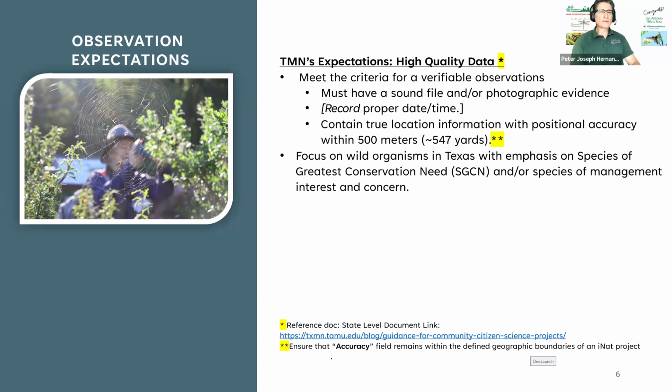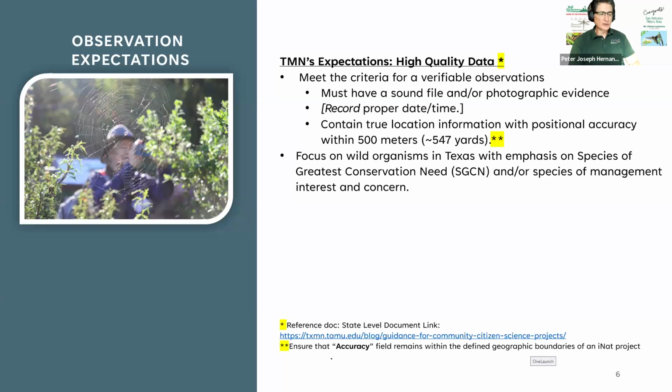So meeting the criteria of verifiable observations is number one. It's kind of a general, broad statement. What are verifiable observations? You may be saying, it must have sound or photographic evidence. That's obvious. But in our iPhones, when you're making an observation, it does say no media. You really don't want to make an observation with no media. So that is requirement number one, to have some evidence there. One thing that's obvious, but not on the records, is to record the proper date and time.